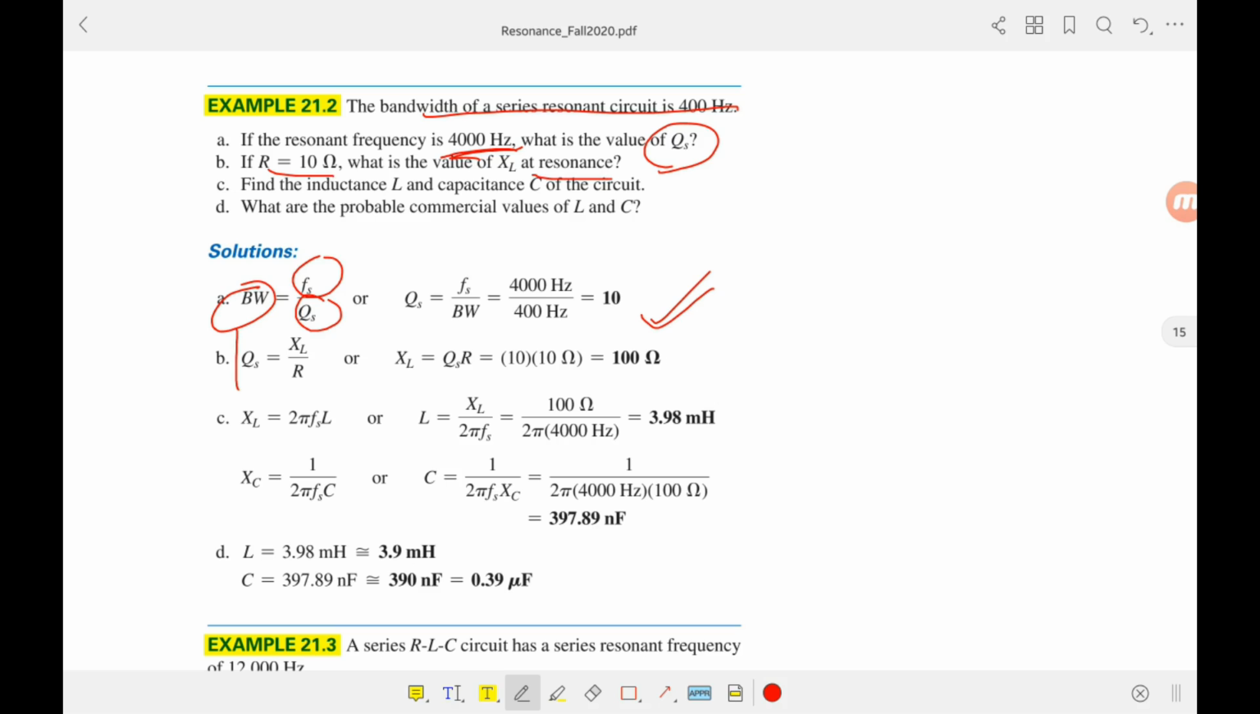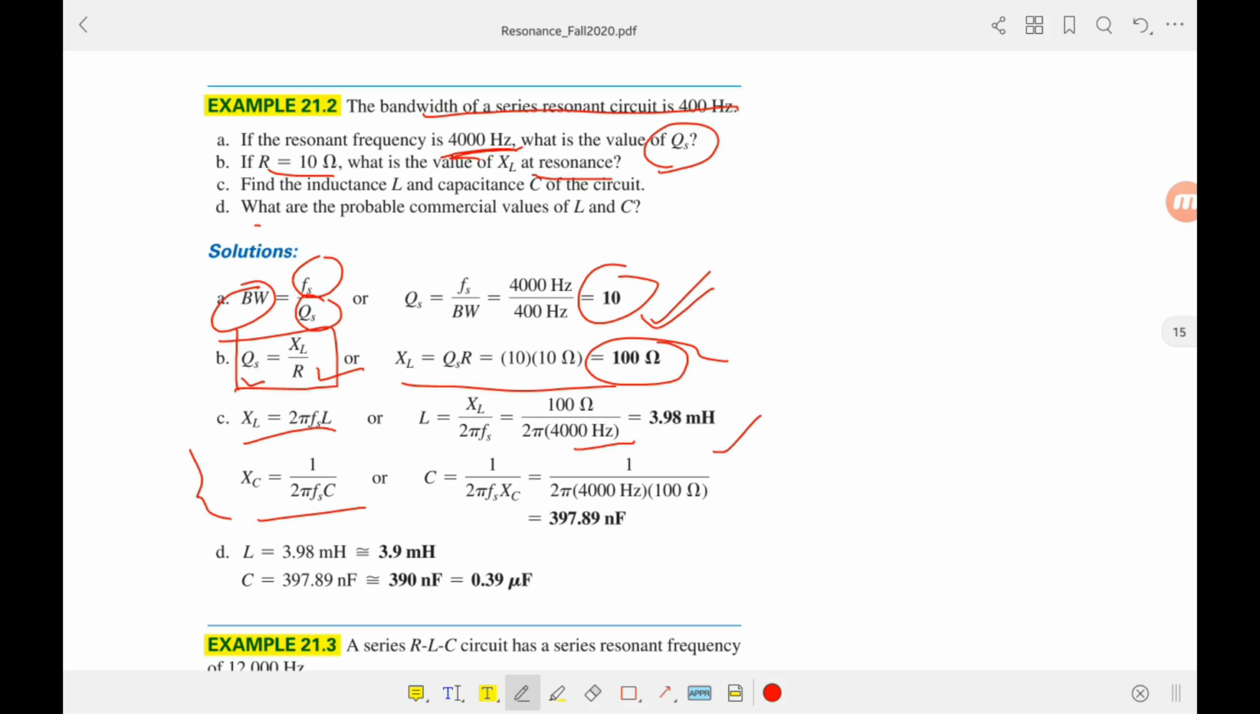Qs equals XL over R. R is given, Qs you already calculated as 10. So obviously XL you can calculate just like this. And the third question, find the inductance and capacitance. The inductive reactance XL equals 2 pi Fs into L. So L equals XL over 2 pi Fs, so you can write this. XL you already calculated in question B. Similarly Fs was given, so you can calculate, it was 3.98 millihenry. In a similar manner you can also calculate XC.